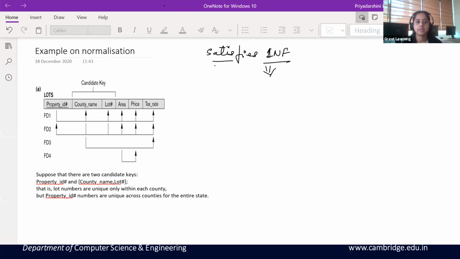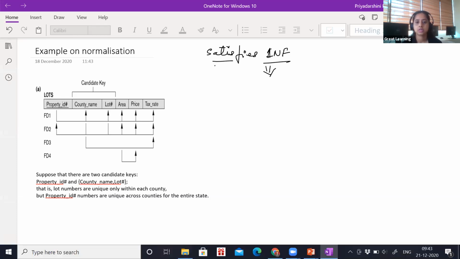Let me check the message. You can put it in a message. Which FD violates 2NF? 2NF is based on what concept? Fully functional dependency. How many? Only one, Tarun? Violates.